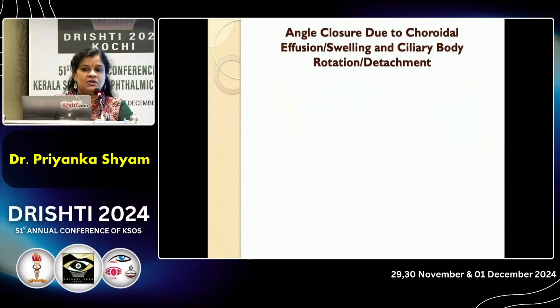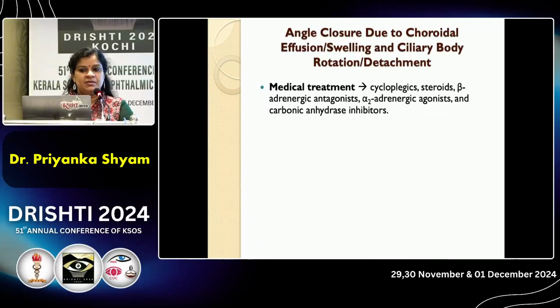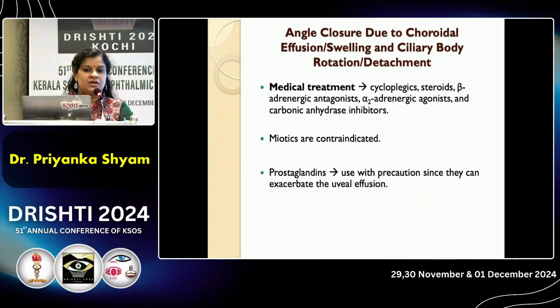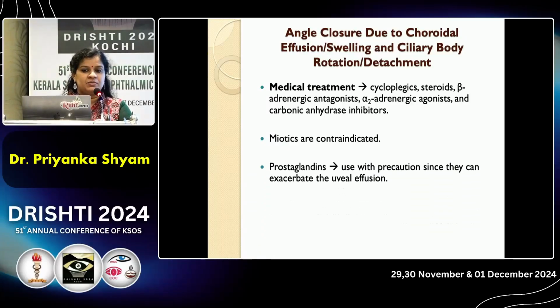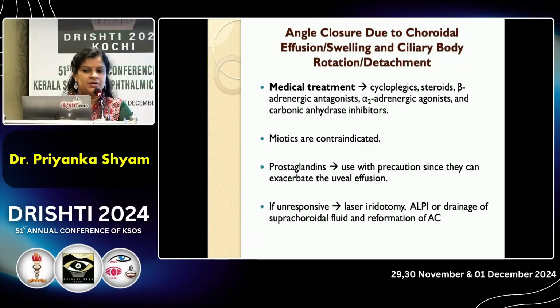Now coming to angle closure due to ciliary body rotation. Medical treatment with cycloplegics, steroids and aqueous suppressants can be given. Miotics are contraindicated. Prostaglandins can be used with caution since they can exacerbate uveal effusion. And if unresponsive, laser iridotomy, iridoplasty or drainage of the suprachoroidal fluid and reformation of the AC is done.